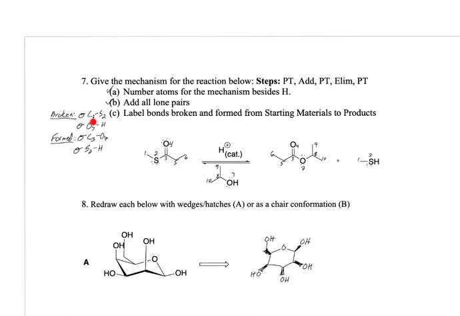So broken: C3 to S2, that bond is gone. OH, O7 to H is gone as well. New bonds that are formed: C3 to O7 and S2 to H. Those are the kind of things I wanted. Again, have the steps labeled there for you. First step's proton transfer, add, proton transfer, eliminate, proton transfer. We've done this quite a bit, hopefully. I'd give you more space, obviously, but I just want to make sure we got the ideas here.